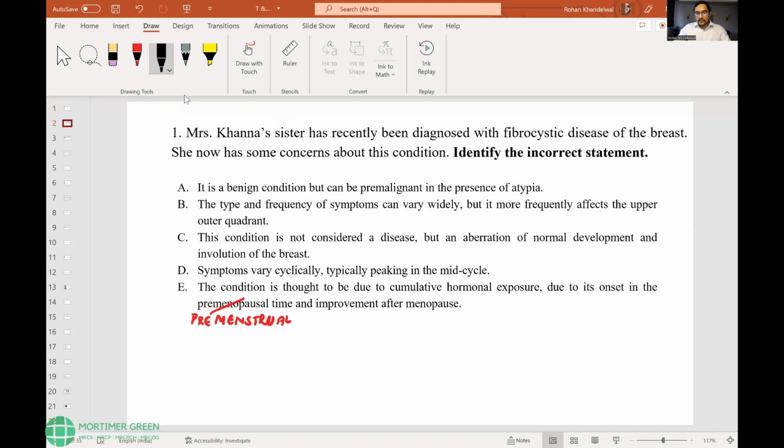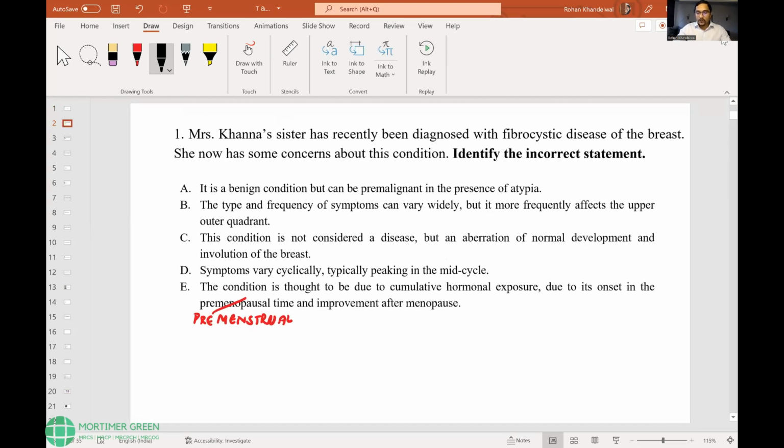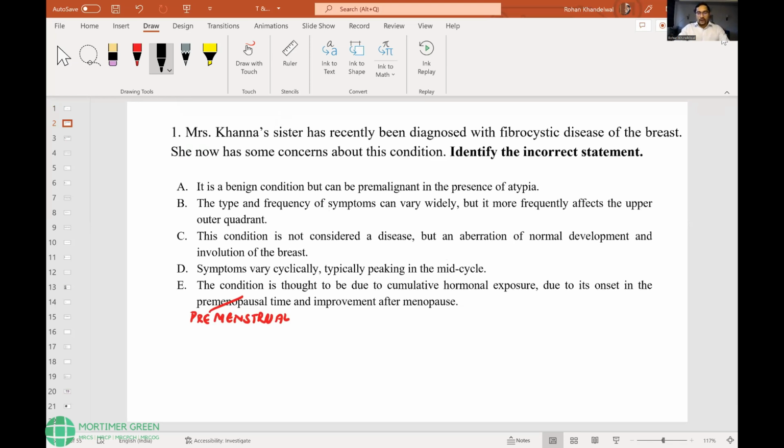So the first question, I think this was a very straightforward question. And as surgeons, I'm sure all of you are aware of it. But we'll also have a few orthopedicians in the group. So, for your benefit, this lady, Mrs. Khanna's sister, has recently been diagnosed with fibrocystic disease of the breast. She now has some concerns about her condition.